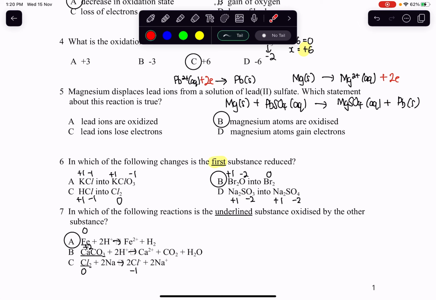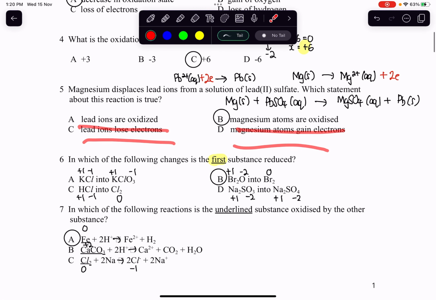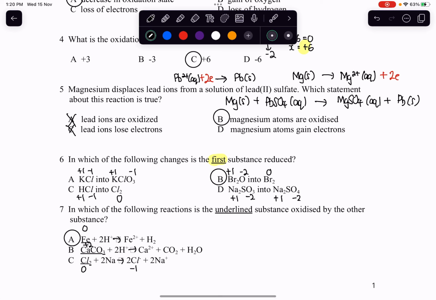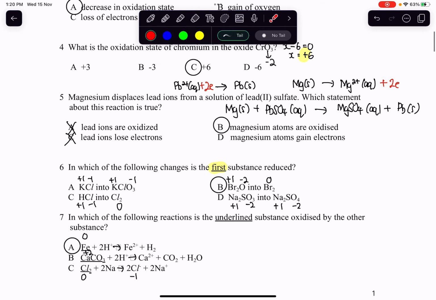So how do you determine which of these 4 are true? If you read the options first, they talk about oxidizing either the magnesium atom or the lead ions, or the magnesium atom gaining electrons or the lead ions losing electrons. If you look at the options, actually A and C mean the same thing, because when I lose electrons, I'm oxidized. So definitely these two cannot be the answer, unless there are 2 answers for the question, which is very unlikely. So let's consider between B and D.